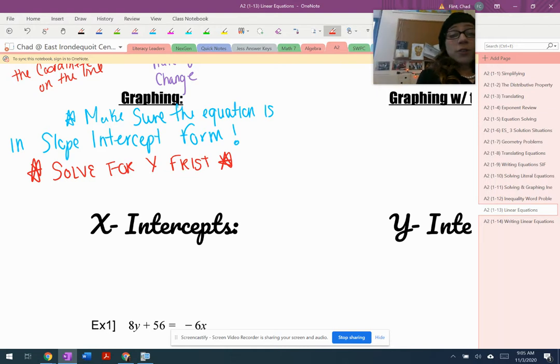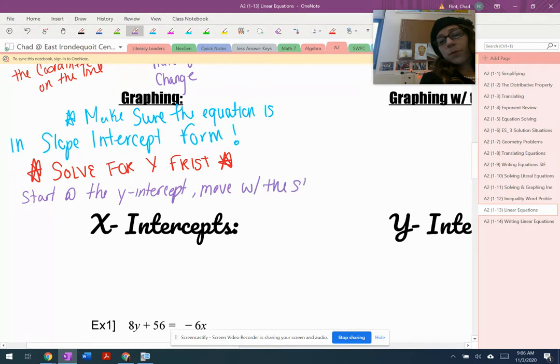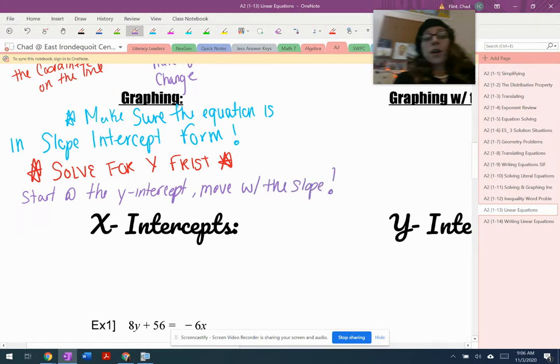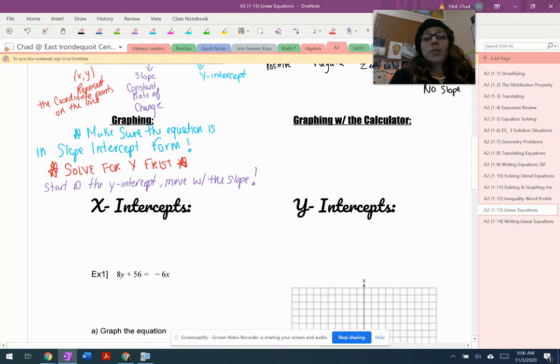Before you can graph that, you have to solve for y first, and then you start at the y-intercept, and then you move with the slope. None of that should be brand new. We spent a significant amount of time talking about slopes and graphing lines last year, so it should be relatively fresh. And so that's graphing by hand.